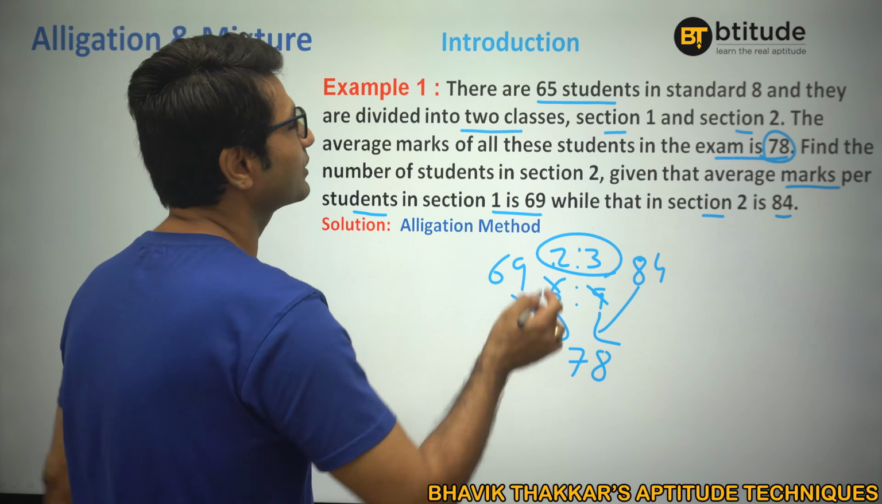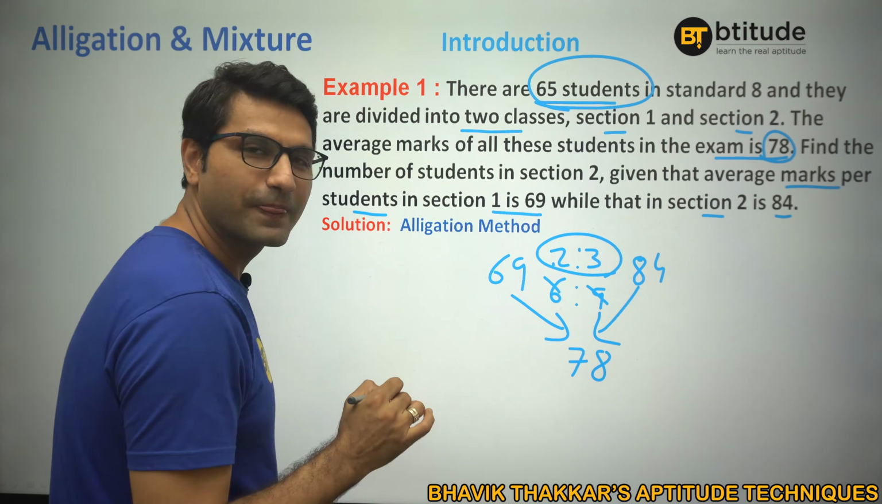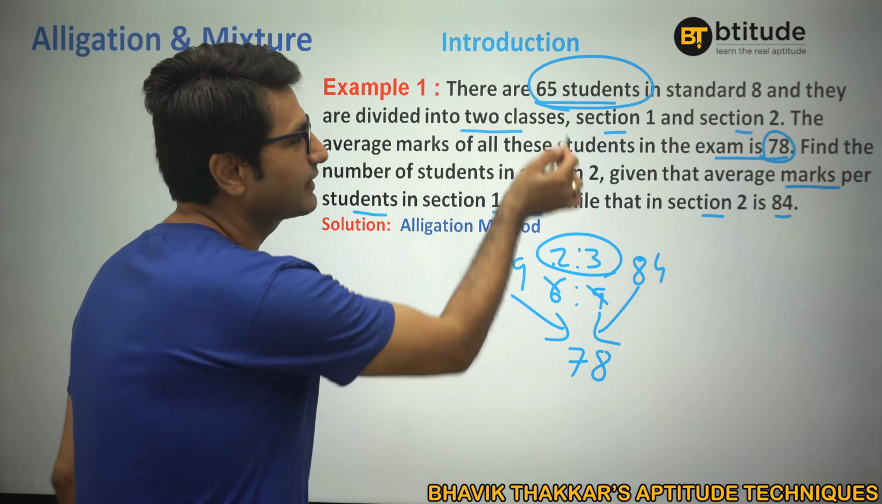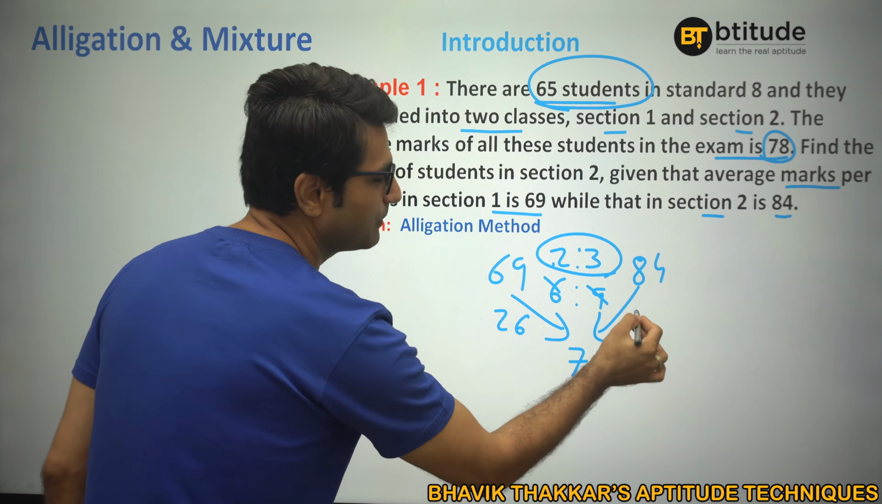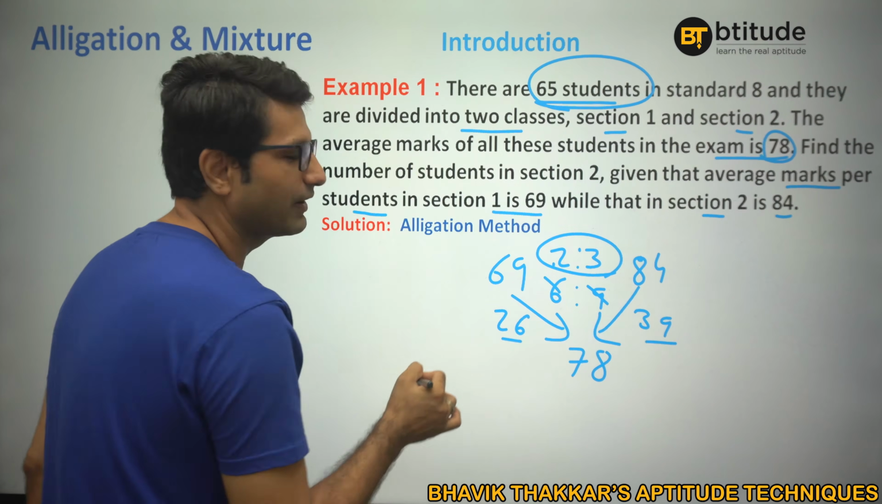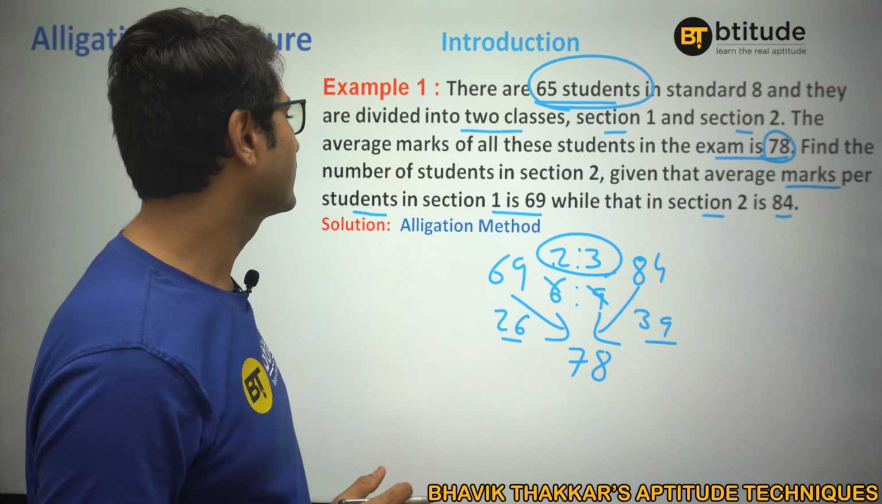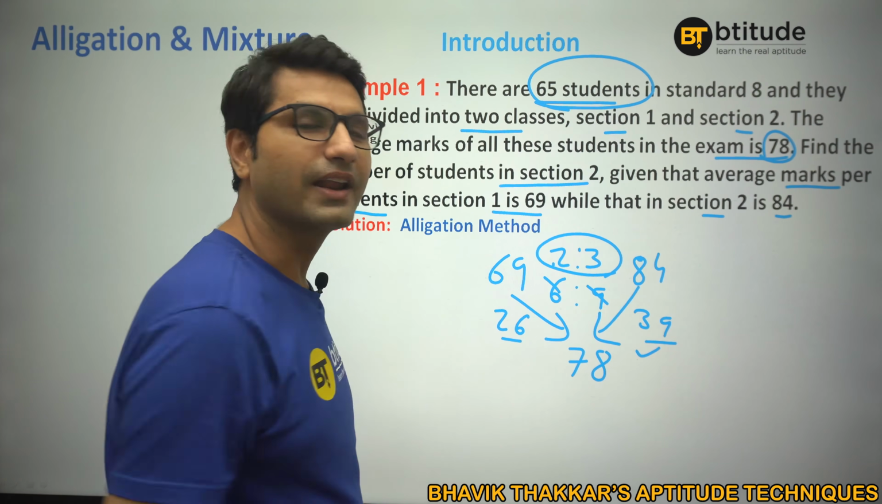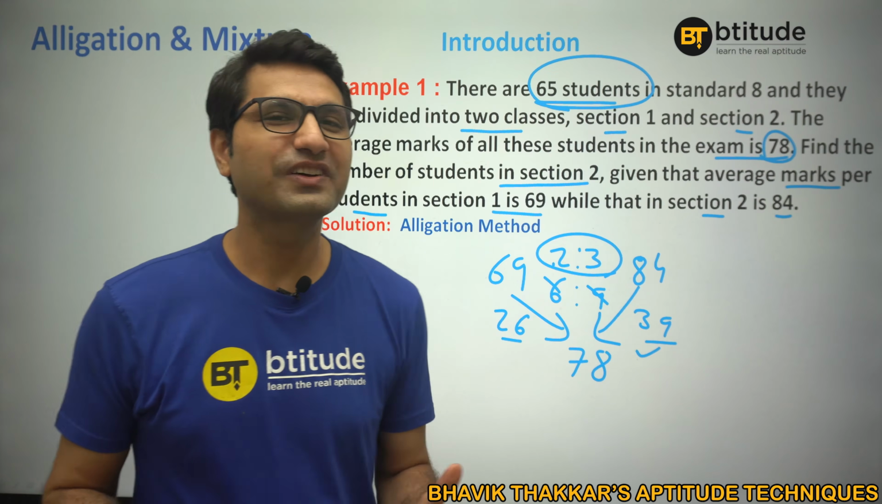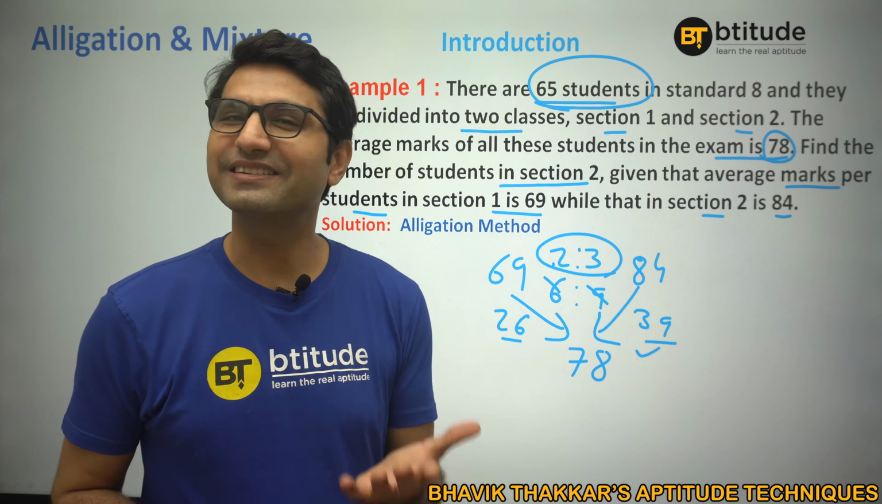We are already given the total number of students is 65. So 2 plus 3, 5. 5 is 65, into 13. 2 will be 26. 3 will be 39. That's it. 26 and 39 students. What are we asked? We are supposed to find out the number of students in section 2: 39. Fair enough, simple enough, pretty easy, isn't it?